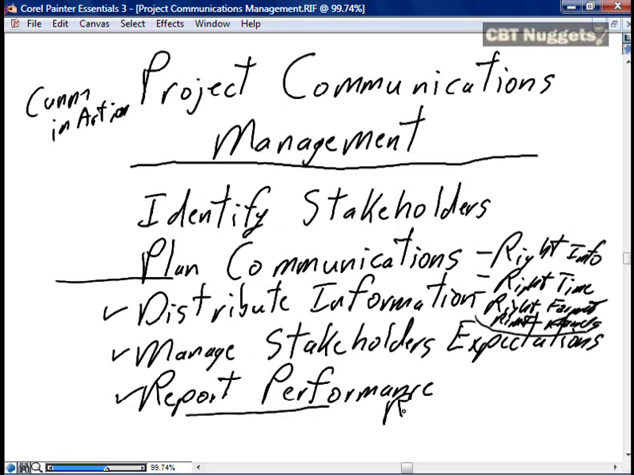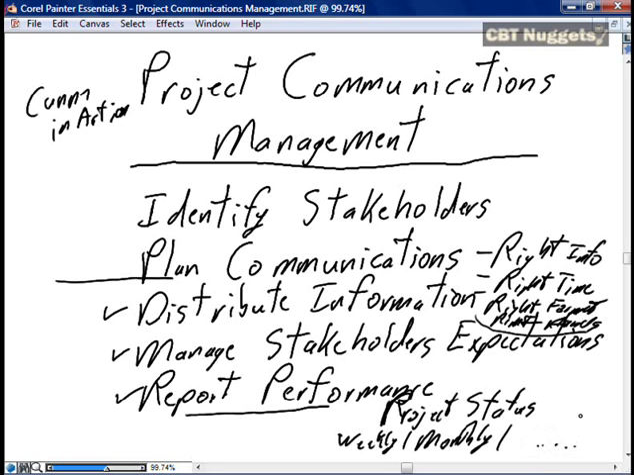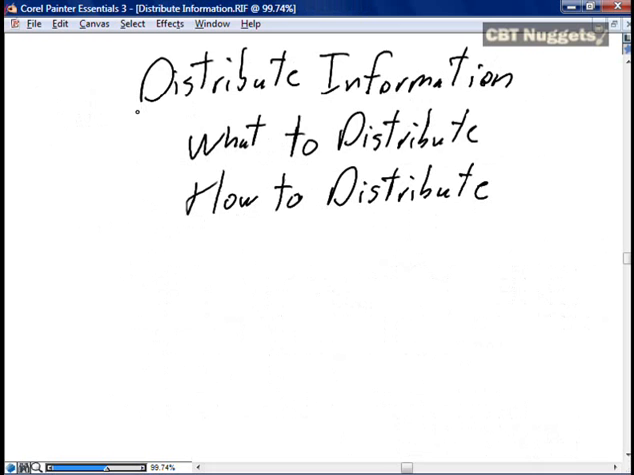The project status details that our stakeholders are looking for. Our weekly status, our monthly status, our stakeholder status, our steering committee status, etc., etc. So let's roll up our sleeves and see communications in action.